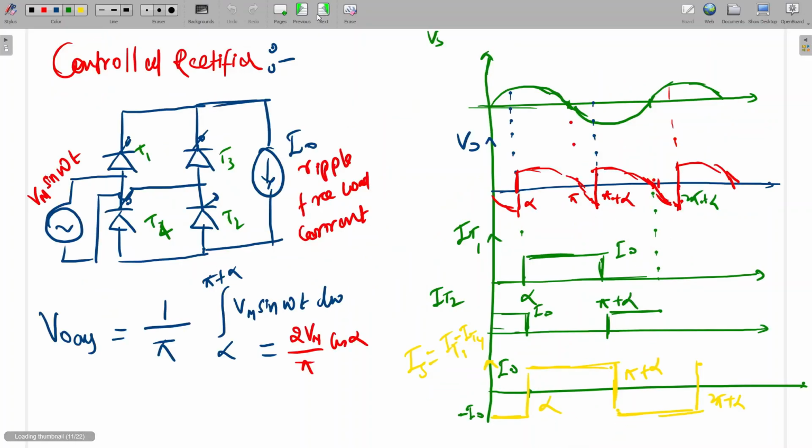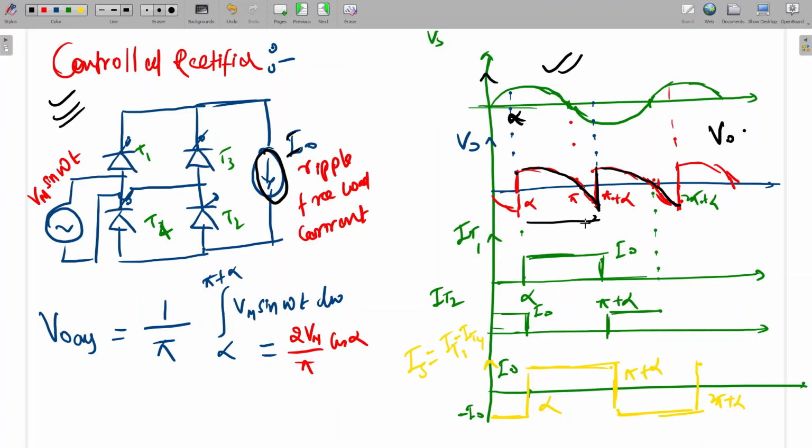Next concept. I will cover this fast. This is a controlled rectifier. Maybe all of you know this waveform. This is the source voltage. For the output current, I'm assuming ripple free, constant current. We are triggering at alpha, and the current will go till pi and again go here. Since the current will be there, the voltage will come like this. So this is the output voltage waveform.